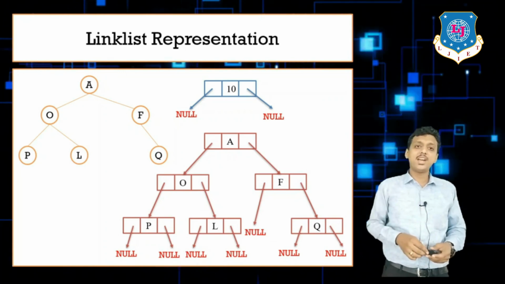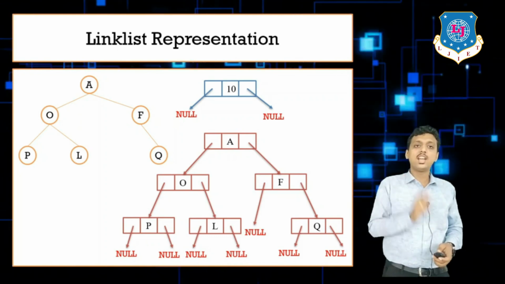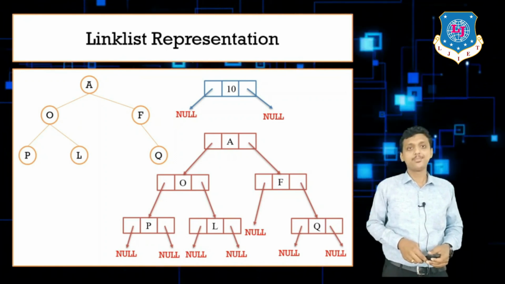So always remember, whenever you are representing a tree using linked list, leaf nodes' left and right pointers must be pointing at null. Fine.